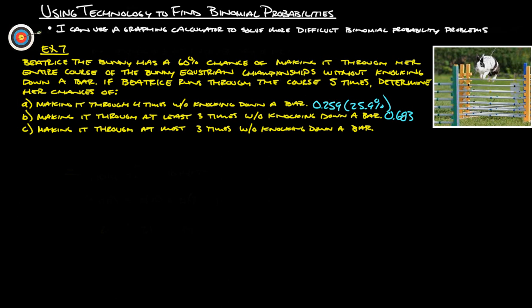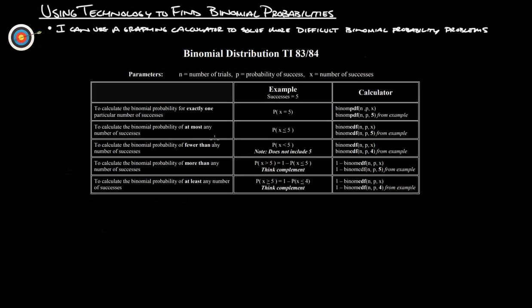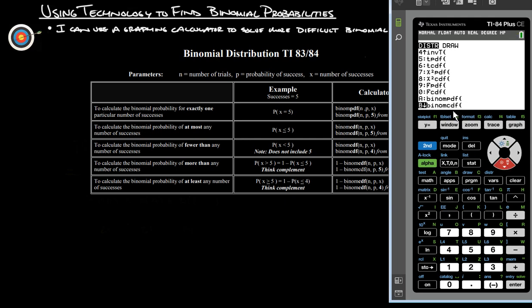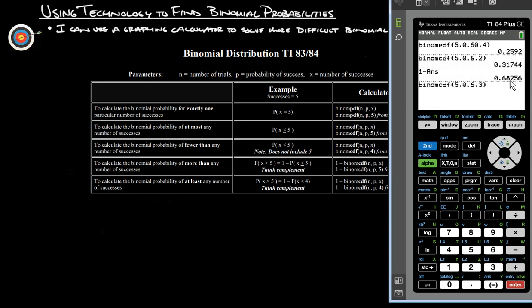Okay. And then part C says, what's the probability of making it through at most 3 times without knocking down a bar? So if we look at that one there, this one is at most 3 successes. So we can actually just put in 3 on that. So we're going to go back in second distribution, and we're going to go down to the binomial CDF, cumulative. Okay. So still 5 trials, still 0.6, and then we want to know 3. Since we're not doing the complement, we're just doing the actual number of 3 here. Push enter and paste.